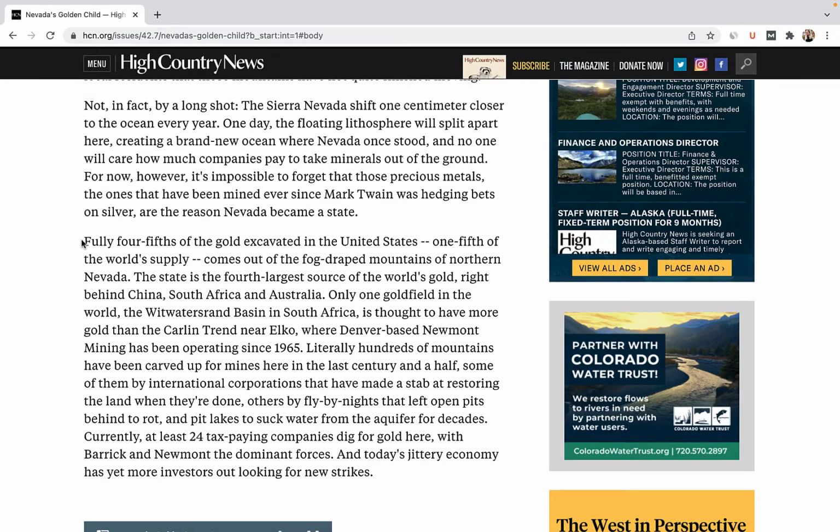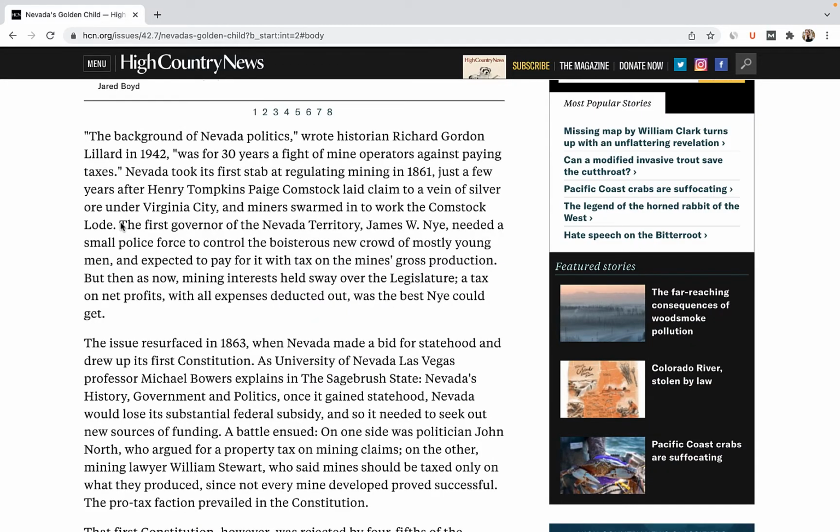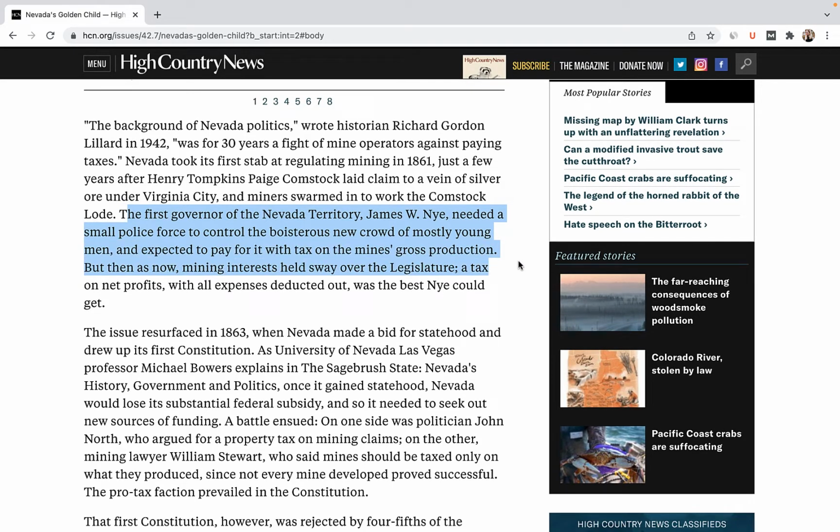This question of how to tax mining, and gold in particular, is very important in Nevada, where fully 4/5 of the gold excavated in the United States comes from. Nevada first tried to regulate mining in 1861, just a few years after Henry Comstock laid claim to a vein of silver ore under Virginia City.